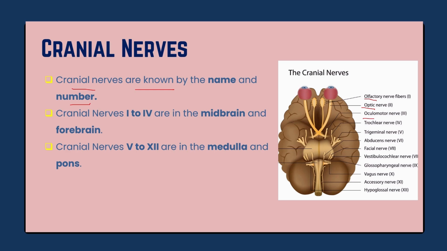The cranial nerves 1 to 4 are in the midbrain and forebrain. The first 4 cranial nerves are on the top parts of the brain, which are forebrain and midbrain. And then 5 to 12 are in the hindbrain. Which are these regions of hindbrain? Medulla and pons. Alright. Now let's see the nerves one by one.